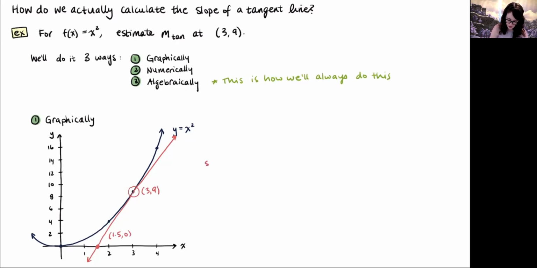So I could just do that now using the old way. It's going to be change in y over change in x. So that's 9 minus 0 over 3 minus 1.5. That's 9 over 1.5, and that comes out to be 6. So here's an estimation of the slope of the tangent line to this curve at (3, 9).